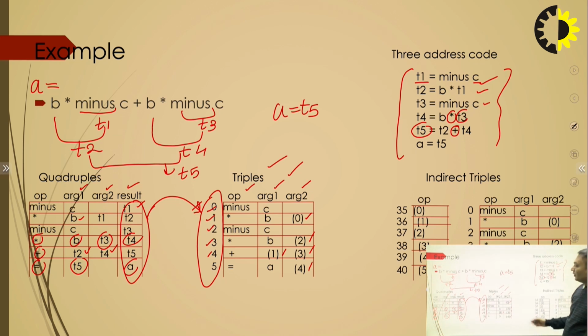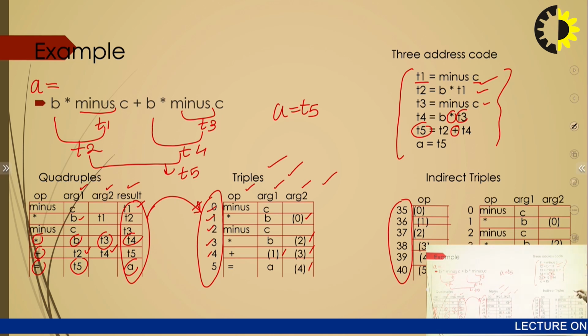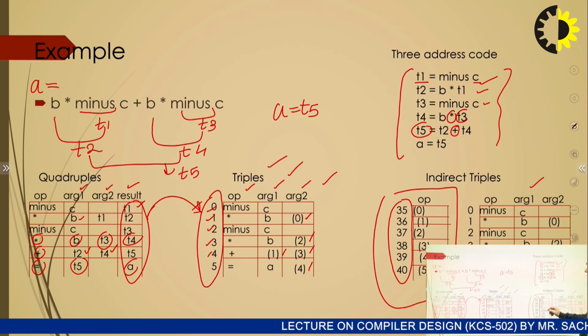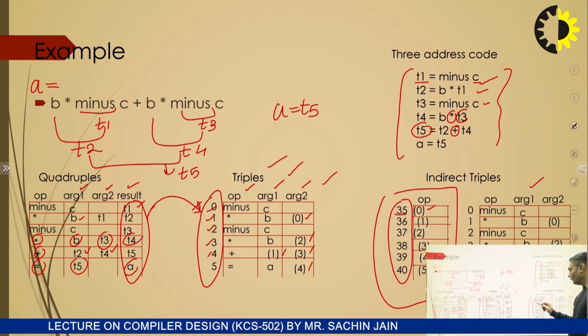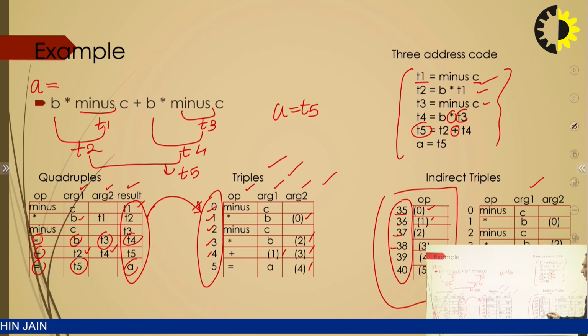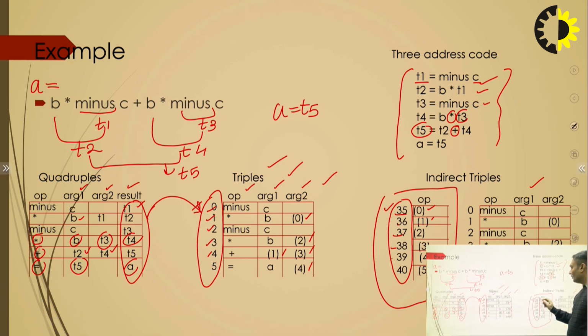And if I am further accessing this triple value using another reference value, then this record structure is called an indirect triple. So this and this are both the same, but I am using a separate reference table to access the reference variable. For example, this temporary location will be accessed through 35, 1 will be accessed through 36, 2 through 37, 3 through 38, 4 through 39, 5 through 40. So indirectly I am referring to this temporary value. That's why its name is indirect triple.